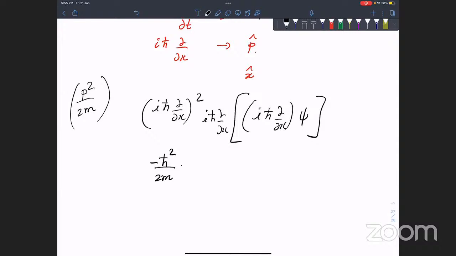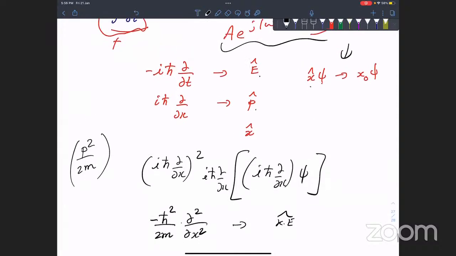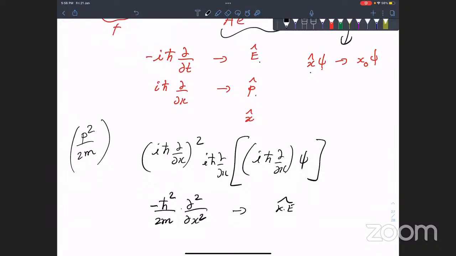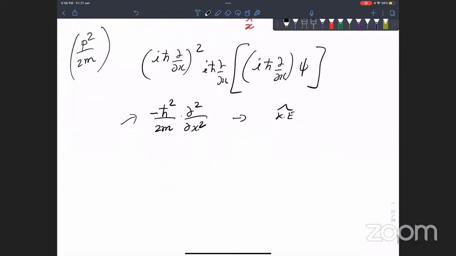minus h bar squared by 2m, ∂²/∂x². This is my kinetic energy operator. Now, anybody who has seen Schrodinger's equation immediately recognizes this operator, right? So if you know Schrodinger's equation, you know, oh wow, this is where it is. So we are getting there. We must be getting there somehow, right? Okay, so this is my kinetic energy operator.